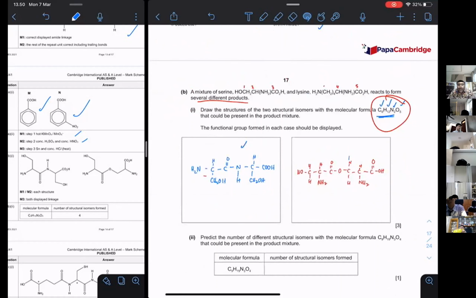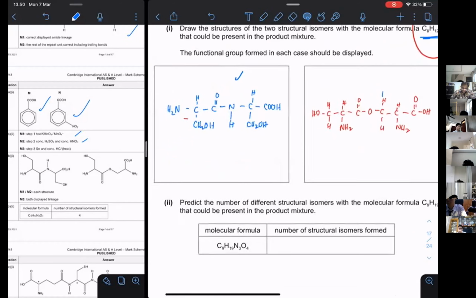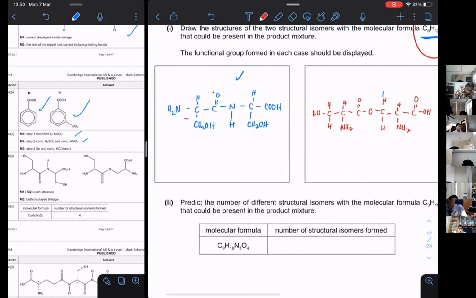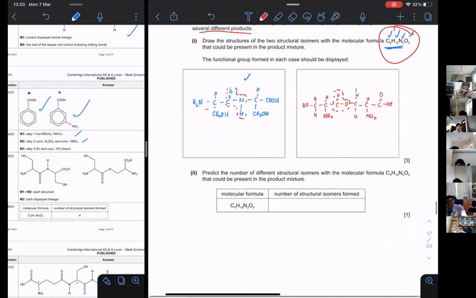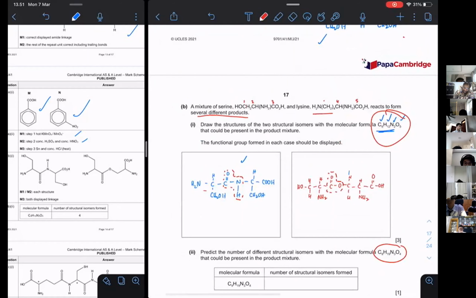Okay, done. They didn't specify what form you need to write in. They say the functional group formed in each case should be displayed. We already displayed that. The functional group being formed here is this one, and the functional group being formed here is this one. Now, predict the number of different structural isomers that could be present in the product mixture. They are asking us to predict for C9, so you are going to draw for this.